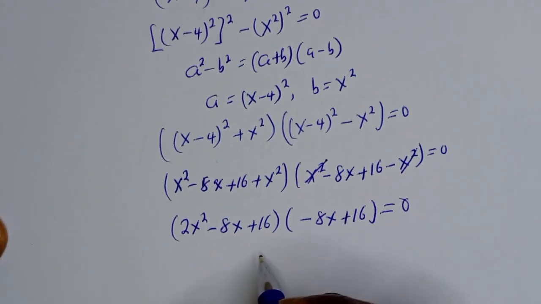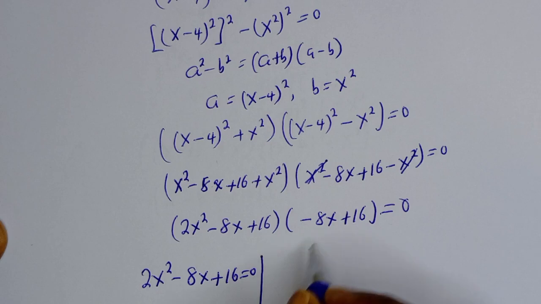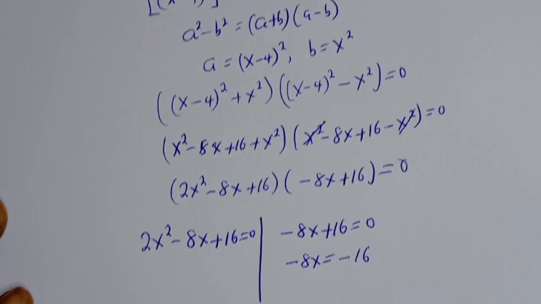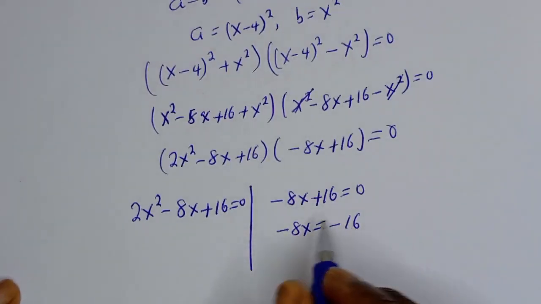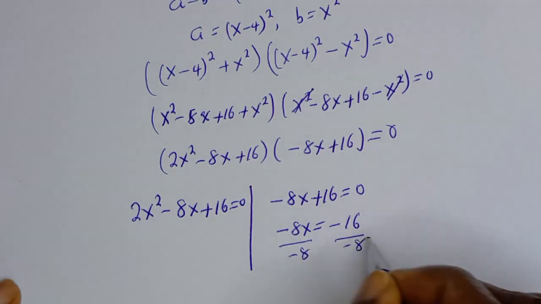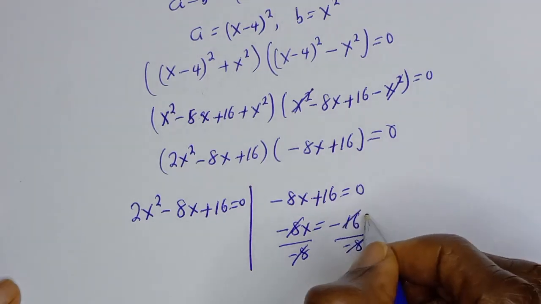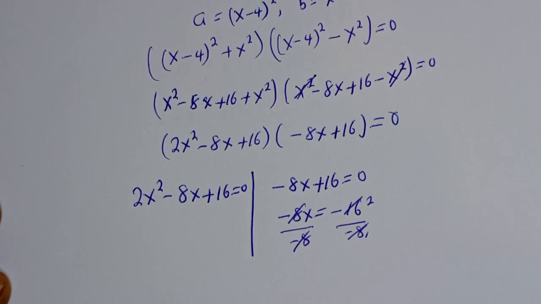There are two cases here. The first case is 2s^2 − 8s + 16 is equal to 0, and the second case is −8s + 16 is equal to 0. Then from here we have −8s is equal to −16. Let's divide both sides by −8. This will cancel this: −8 here 1, −8 here 2. s is equal to 2.